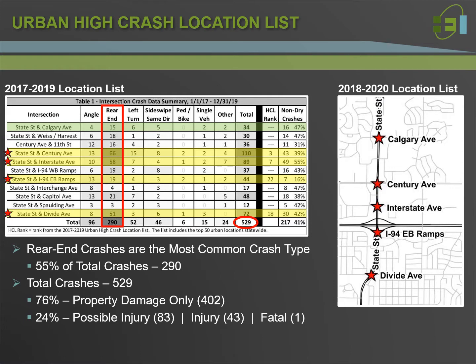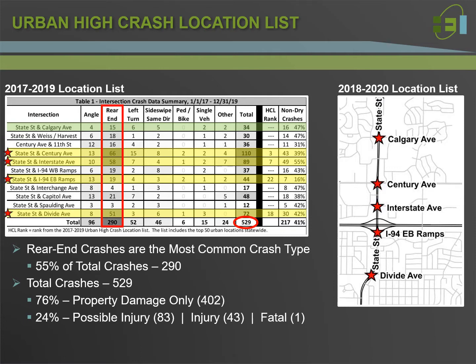In review of the North Dakota Urban High Crash Location List from 2017 to 2019, on the left, the Divide Avenue, I-94 eastbound ramps, Interstate Avenue, and Century Avenue intersections were listed. On the 2018 to 2020 list on the right, these intersections, in addition to Calgary Avenue, were found to rank in the top 50 urban locations statewide.